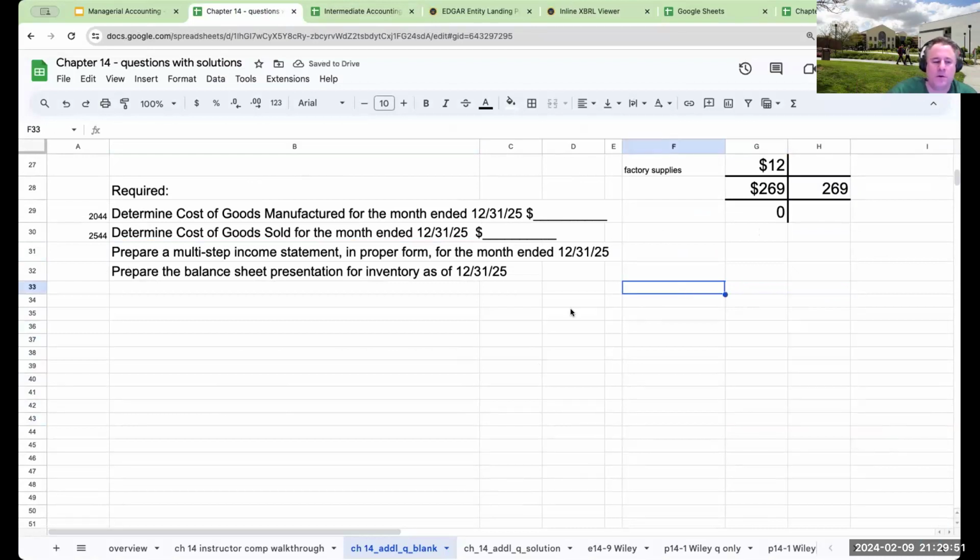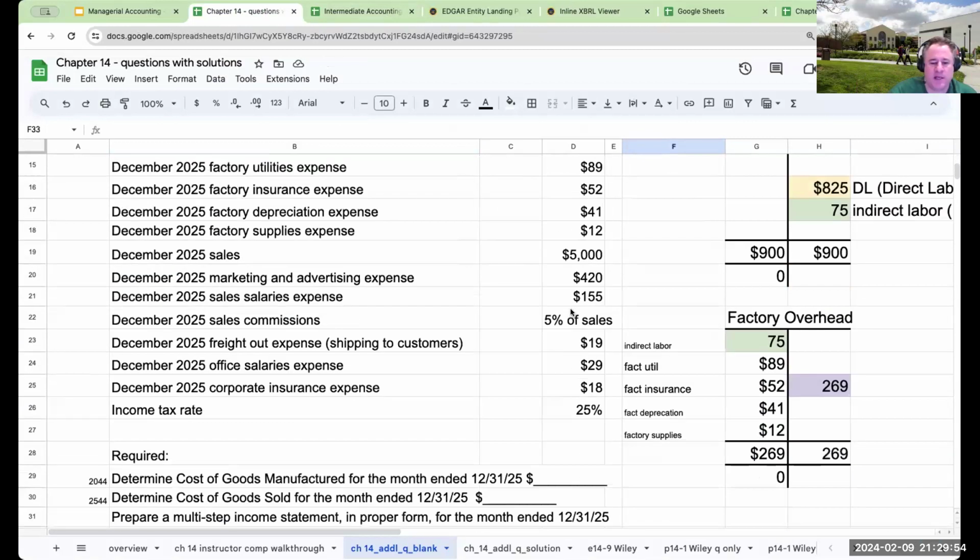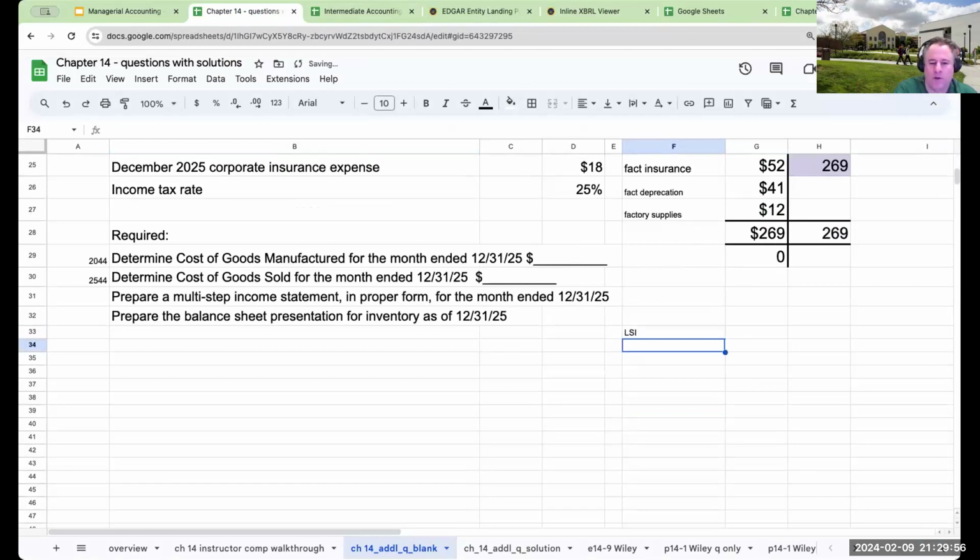When I prepare a multi-step income statement, the first thing I need to do is to give myself a header. Los Santos Inc., right? So there you go.